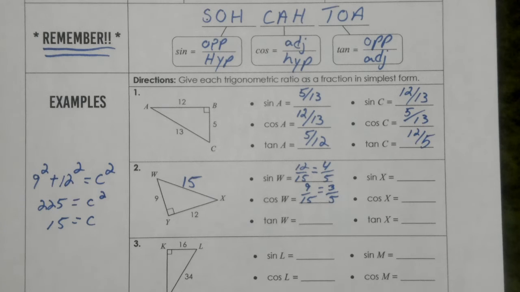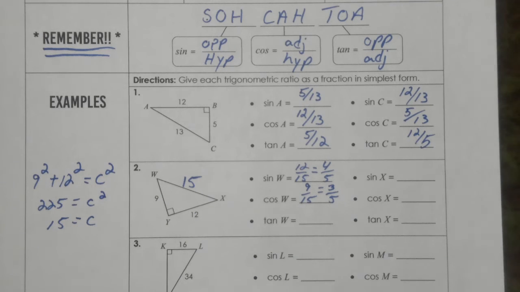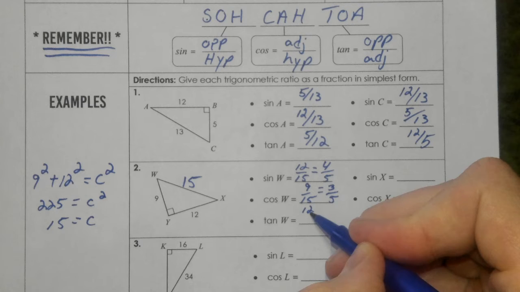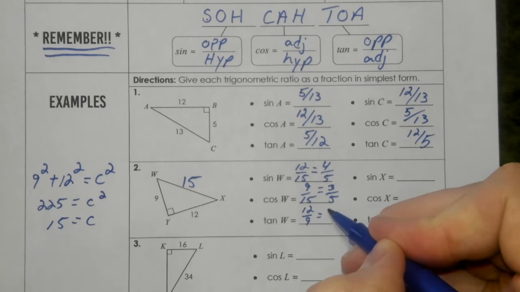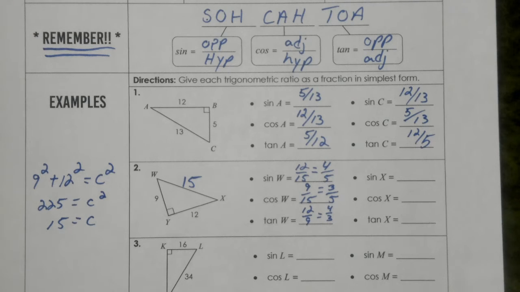And the tangent of W is opposite over adjacent. So 12 over 9 simplifies to 4/3. And I know that's improper, but we're just going to leave that as an improper fraction. We don't really want to deal with mixed numbers here. So just 4/3 is fine. Okay, I'm going to leave these for you to do.